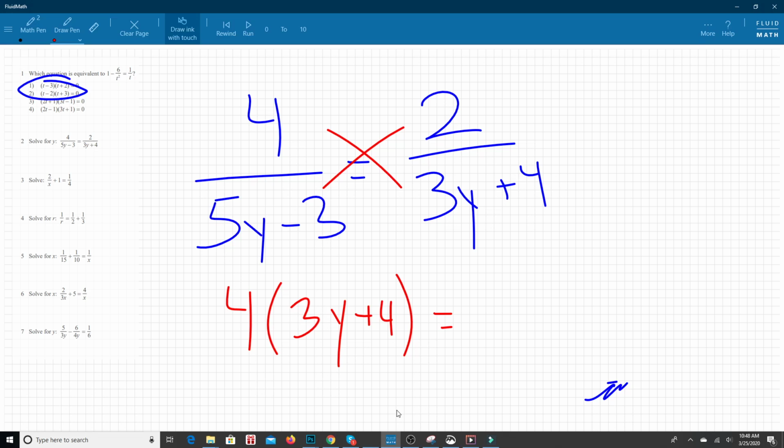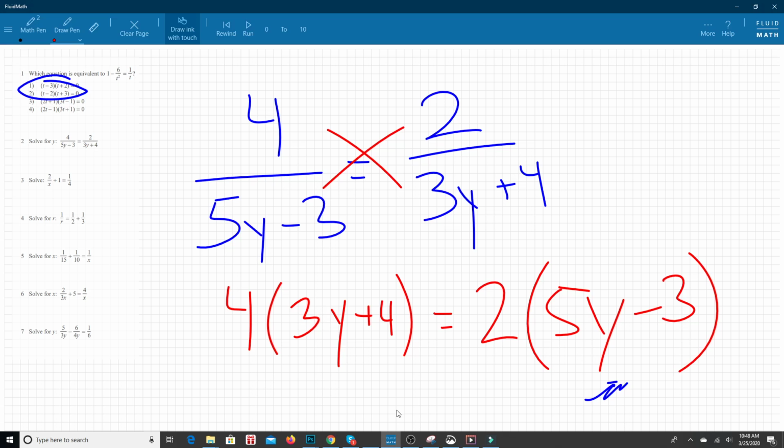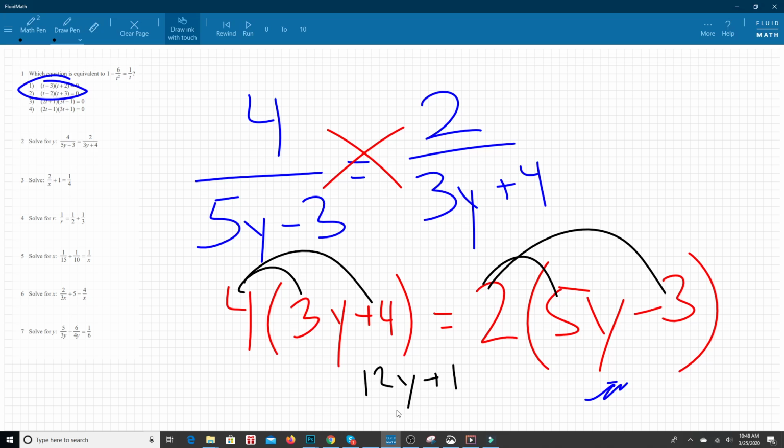And this is 2 times 5y minus 3. All right, it's simple stuff. Obviously, you know what you have to do here. Distribute, distribute, distribute. Get 12y plus 16 equals 10y minus 6. You can combine all your like terms.